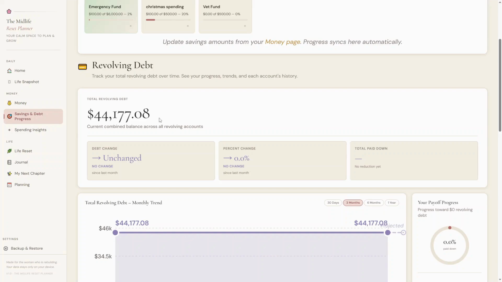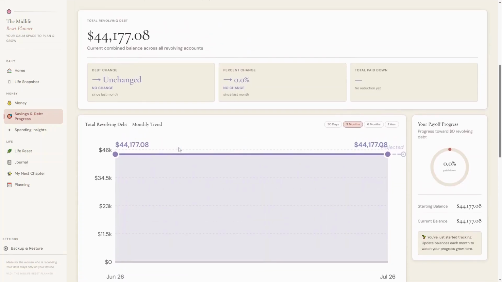Here you'll see your total outstanding revolving debt, along with a quick summary of how your debt is changing over time. Directly below the summary is your monthly debt trend chart. This chart shows how your total revolving debt changes from month to month. As you update your balances, the chart grows automatically, making it easy to see your long-term progress.